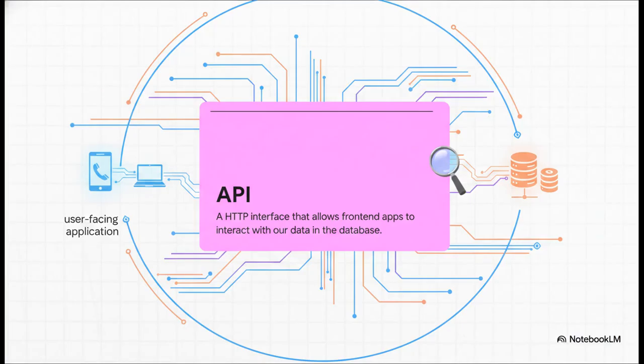So what exactly is an API? Well, it stands for Application Programming Interface. But for our purposes today, just think of it as a strict set of rules, a contract really, that allows our user-facing app to talk to our database over the web. It is the absolutely vital communication layer that connects the two.